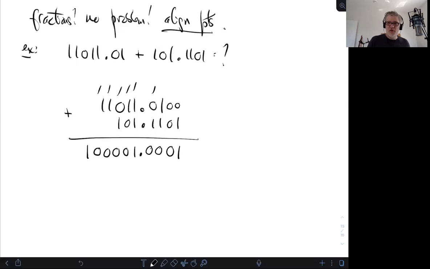Yes, I know I'm doing this very quickly, but if you do a few examples, you'll see it's super simple. There's just 0 plus 0, 0 plus 1, 1 plus 1, and 1 plus 1 plus 1. That's all you need to know. So fractions, no problem, it's always the same thing. You just align the points and go from right to left, and that's it.